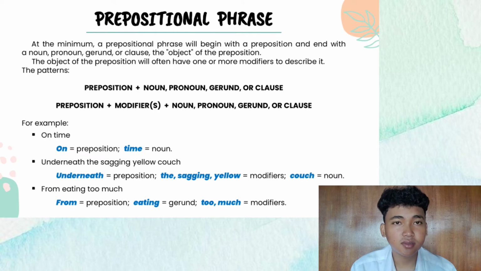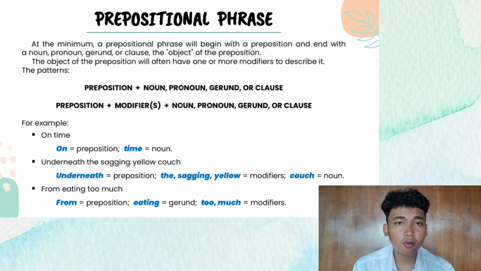Prepositional phrases. At the minimum, a prepositional phrase will begin with a preposition and end with a noun, pronoun, gerund, or clause, the object of the preposition. The object of the preposition will often have one or more modifiers to describe it. The pattern is preposition plus noun, pronoun, gerund, or clause, or preposition plus modifiers plus noun, pronoun, gerund, or clause.